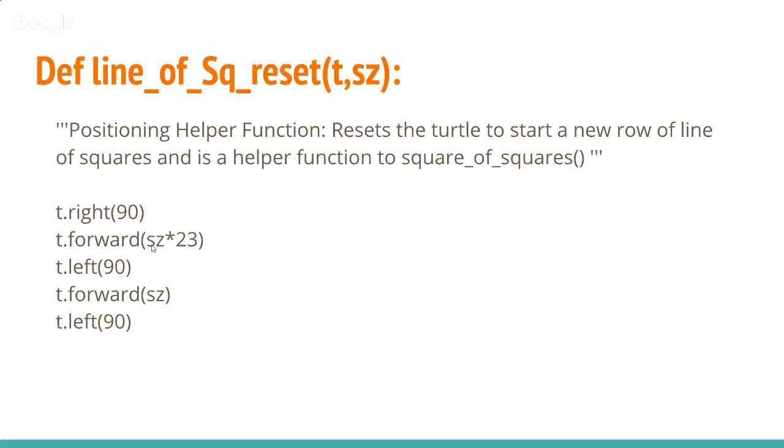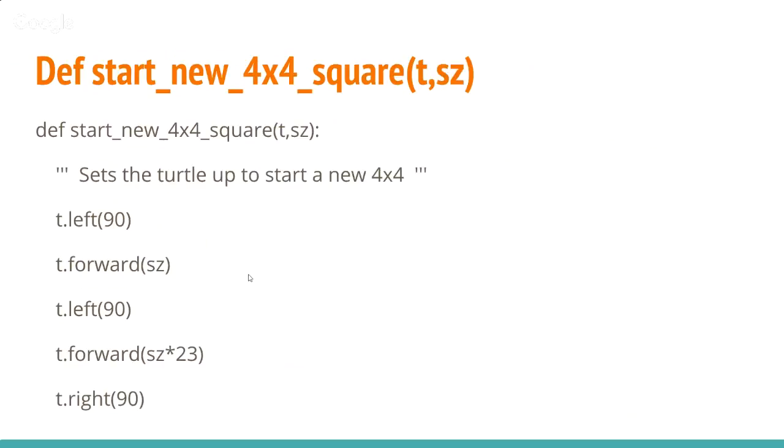Now, I want to call out this size times 23. The reason that we are not doing 24 is because the last square it ends on, it ends at the lower left-hand side. So I only need to move over 23 squares to get to the starting point. Yep. All right, next function.